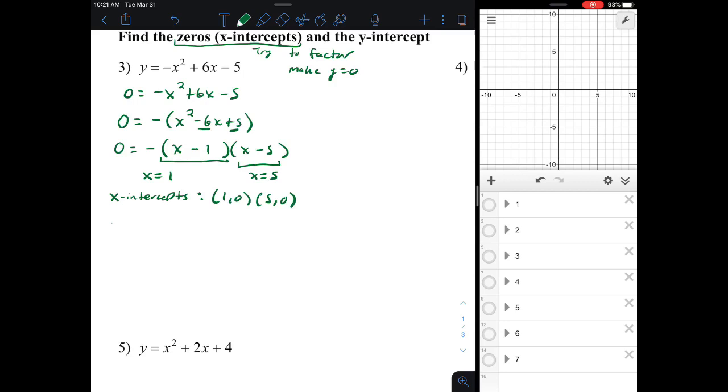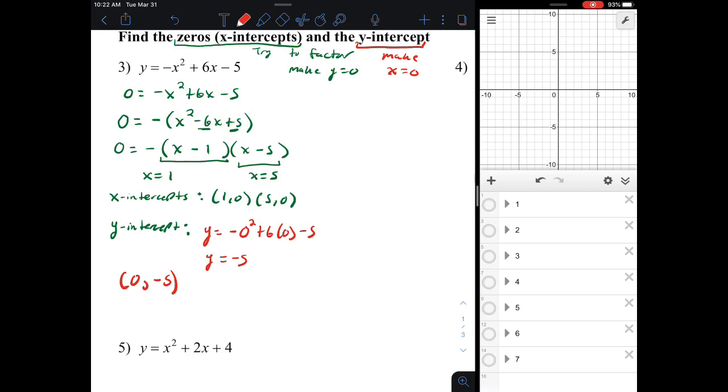Now, to find your y-intercept, we're going to make x 0 and solve for y. So I put in 0 for all the x's. We have y equals negative 1 times 0 squared plus 6 times 0 minus 5. And it leaves me with y equals negative 5. So the coordinate of the y-intercept would be (0, negative 5).